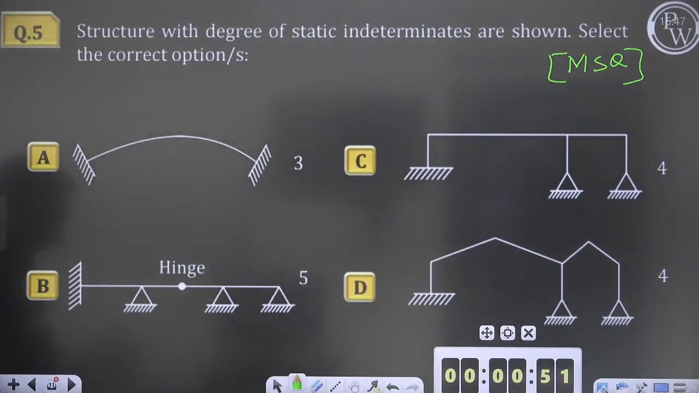What should be the answer? Just answer fast.